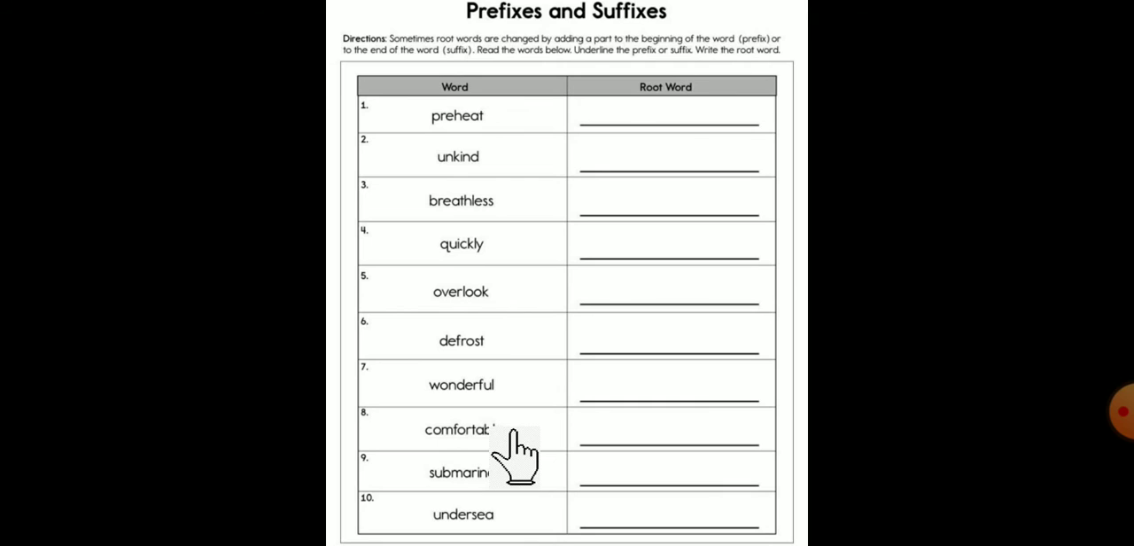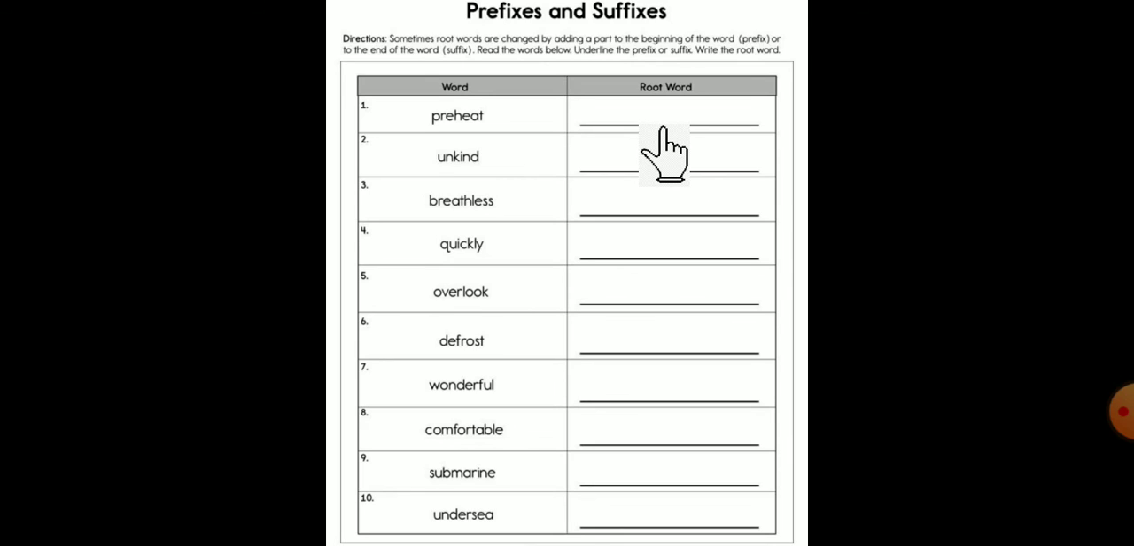Now a small homework for you, dear student. Here a total of 10 words are given and you have to find out the root word. Got it? Here you just check each and every word. I will read it here. Preheat, unkind, breathless, quickly, overlook, defrost, wonderful, comfortable, submarine and undersea. These 10 words are given, you have to find out the root word. Okay, prefix and suffix are added in these words, but you have to find out which is the root word or which is the base word.